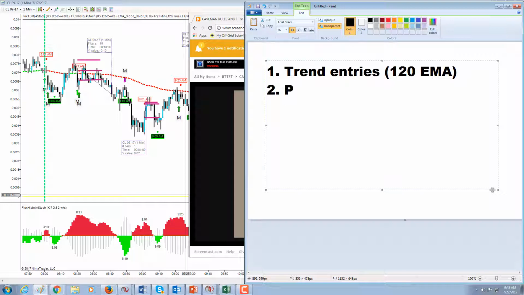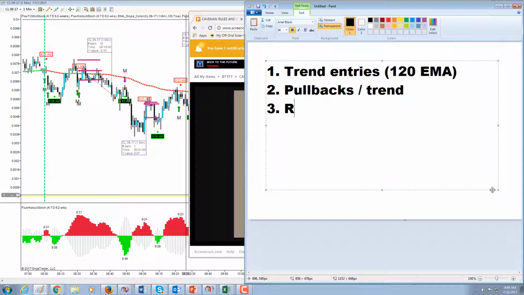Number two, we wanted to promote the idea of pullbacks with the trend. Many of the customers and traders that I've spoken to, as I try to learn to be a better trader and developer, confess to looking for pullbacks in the direction of the trend and not so much breakouts. It seems that most of the people making money in the market are pullback traders with the trend.